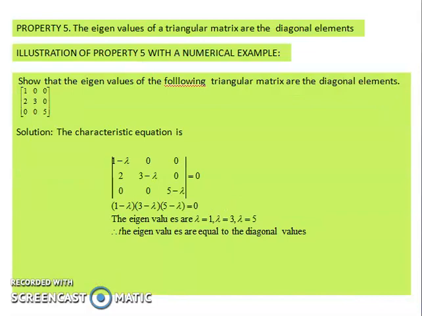Property 5. The eigenvalues of a triangular matrix are the diagonal elements. So over here I'll consider a lower triangular matrix. The eigenvalues are nothing but 1, 3 and 5, and we have to evaluate and show that the eigenvalues are 1, 3 and 5. Once again the factors of the characteristic equation are (1 minus lambda), (3 minus lambda) and (5 minus lambda) equal to 0. So the eigenvalues are 1, 3 and 5, and the diagonal elements are also 1, 3 and 5.